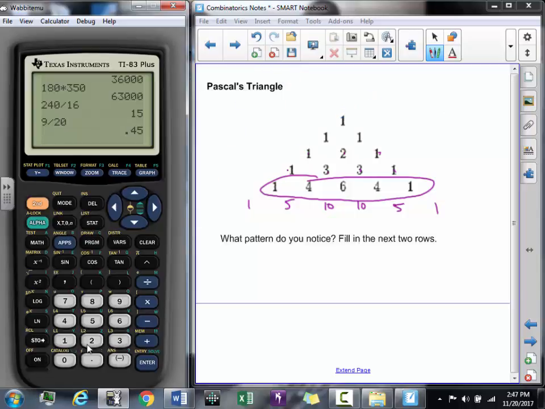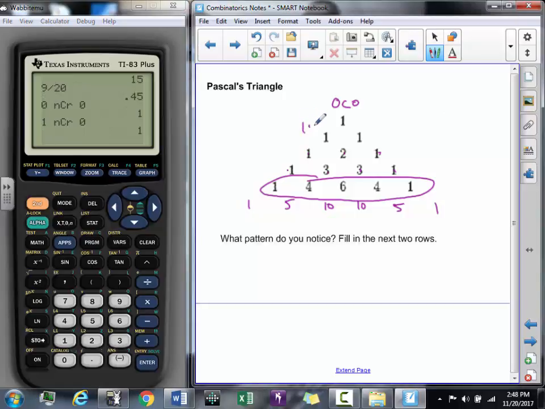The first row, I'm going to go with 0, choose 0. It gives me 1. Now that seems kind of dumb, but bear with me. The second row, I'm going to go with 1, choose 0. And that's also going to give me 1. But this one over here is going to be 1, choose 1, which is actually also going to give me 1. But he discovered there's a pattern.